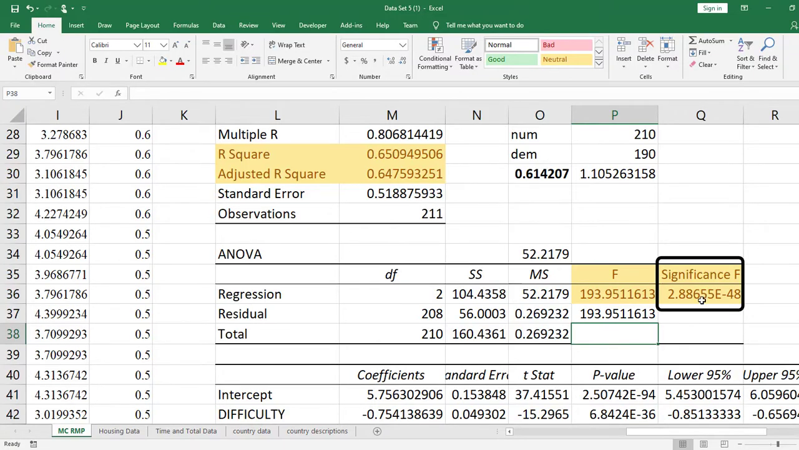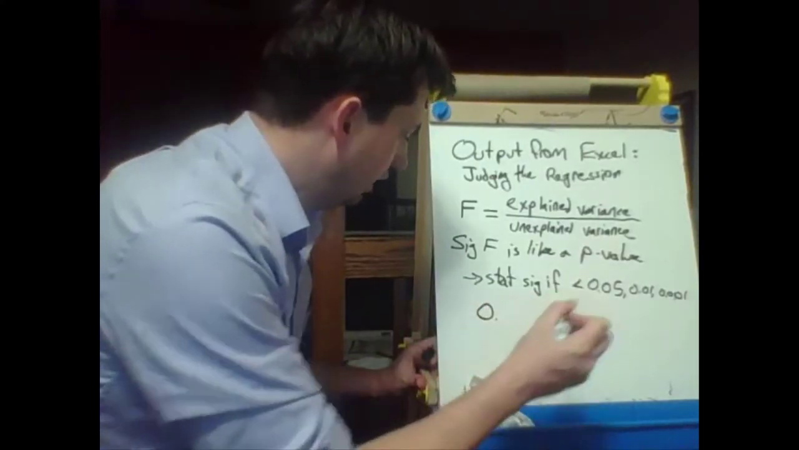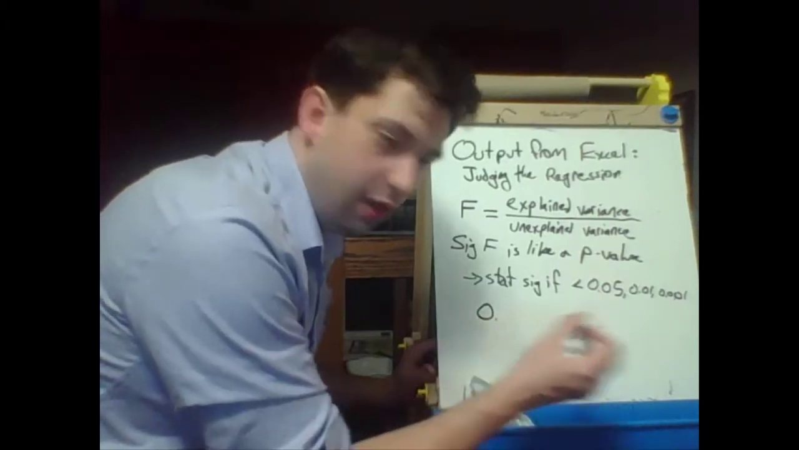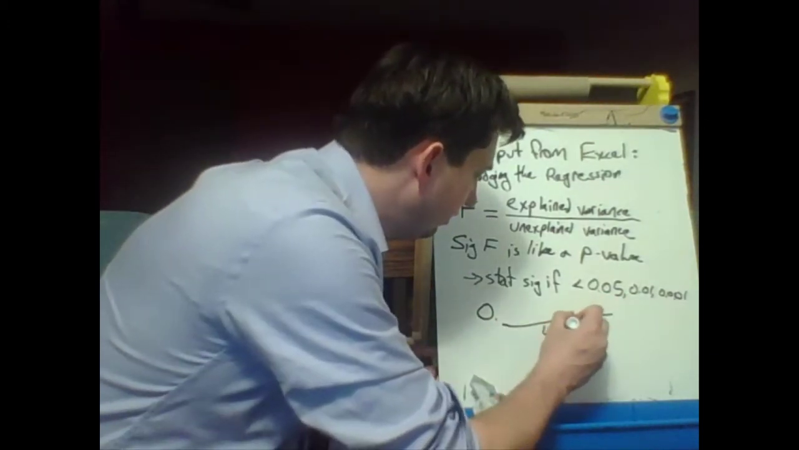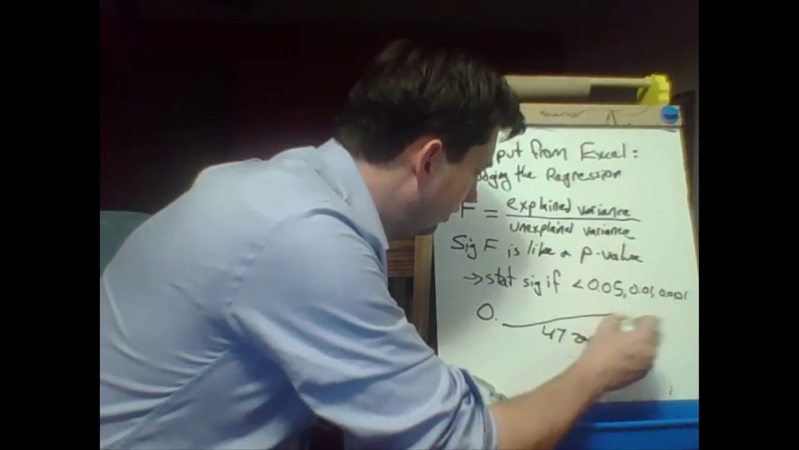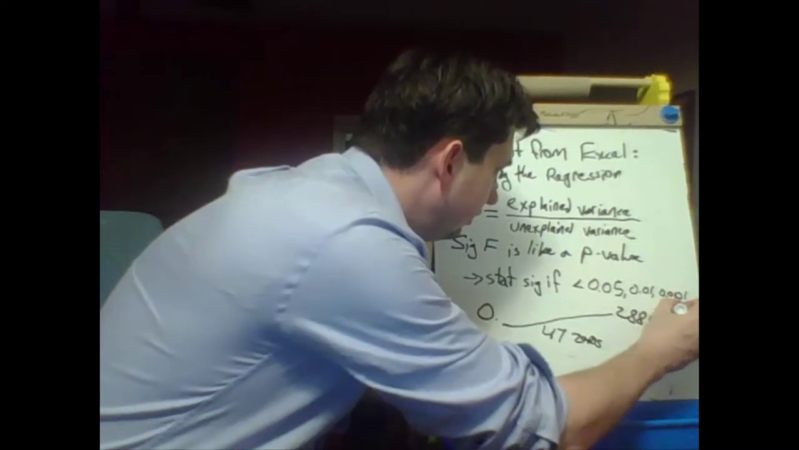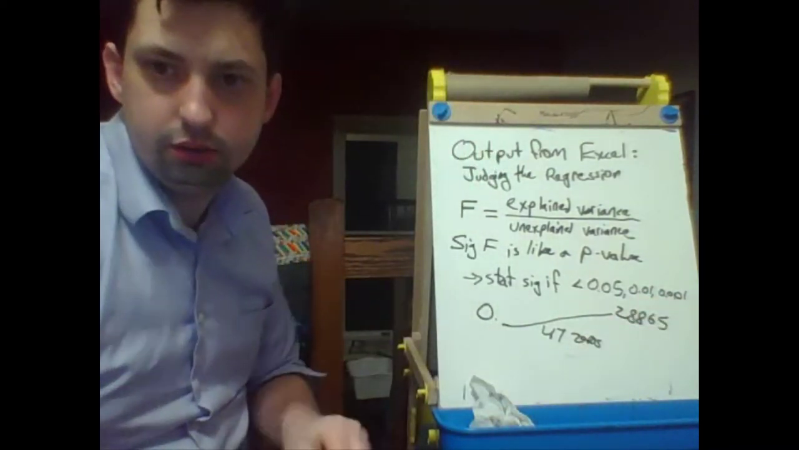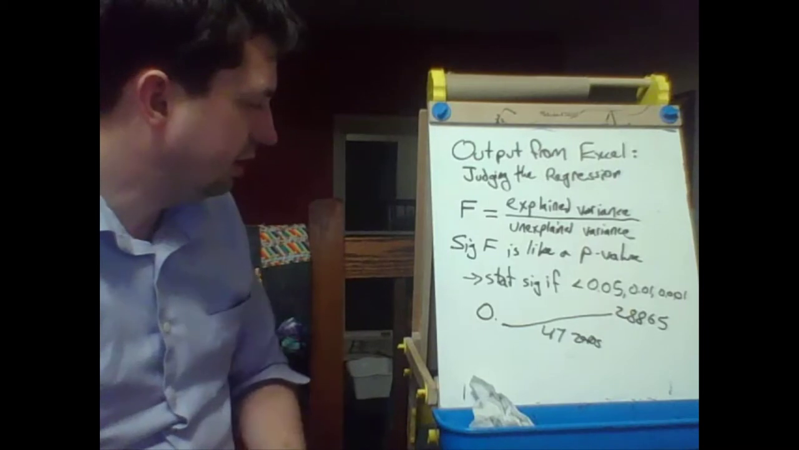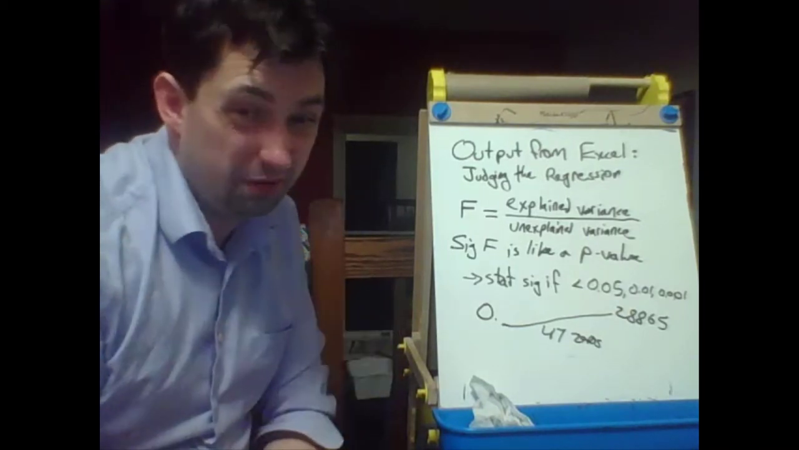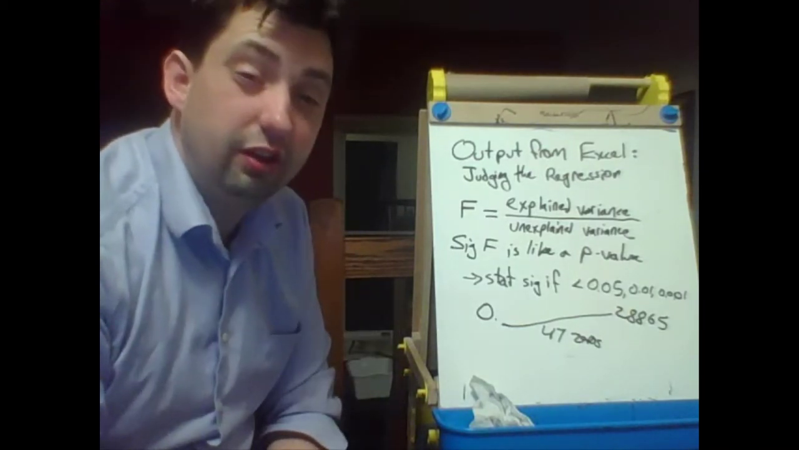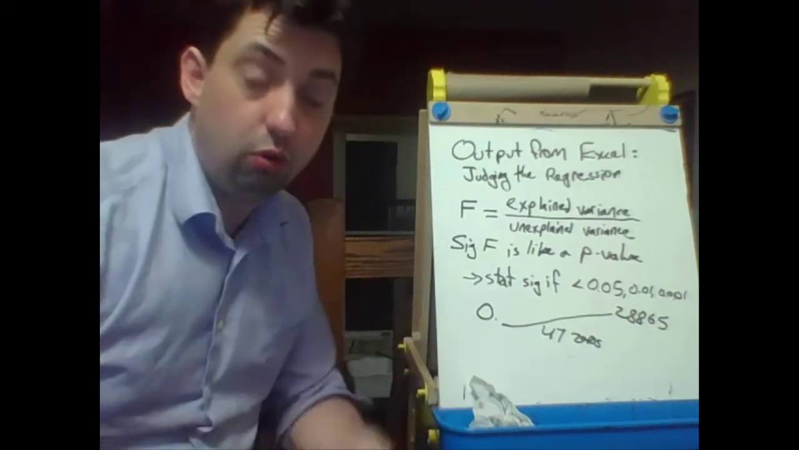This is, of course, way less than 0.001, right? Remember that the E represents scientific notation. So this is a decimal point with 47 zeros and then 288. It is very, very, very, very small. This is a statistically significant regression. This model as a whole is good.